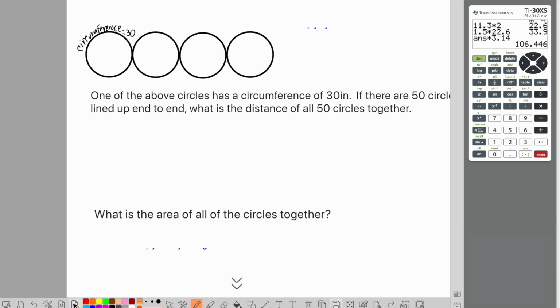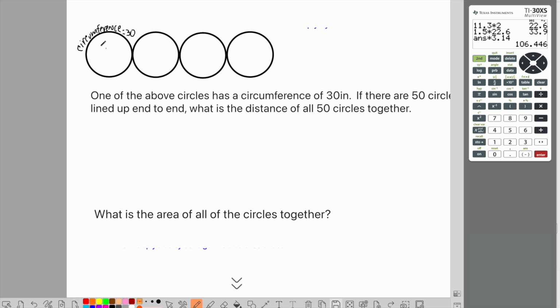Our next problem says one of the above circles has a circumference of 30 inches. If there are 50 circles lined up end to end, what is the distance of all 50 circles together? So imagine this is like brick pavers, those circular pavers you walk on sometimes, and you need to have a distance, and you wonder, what if I put 50 of these together? How far will that reach?